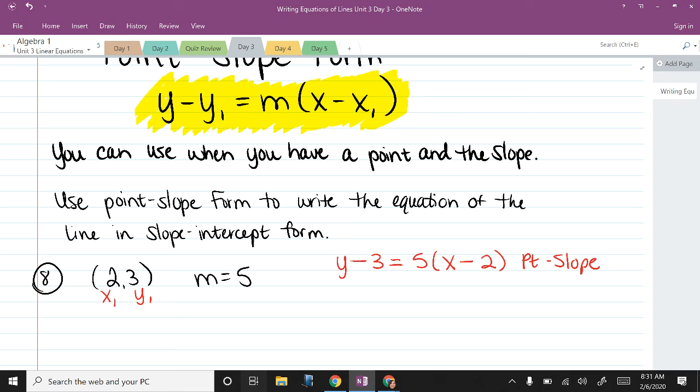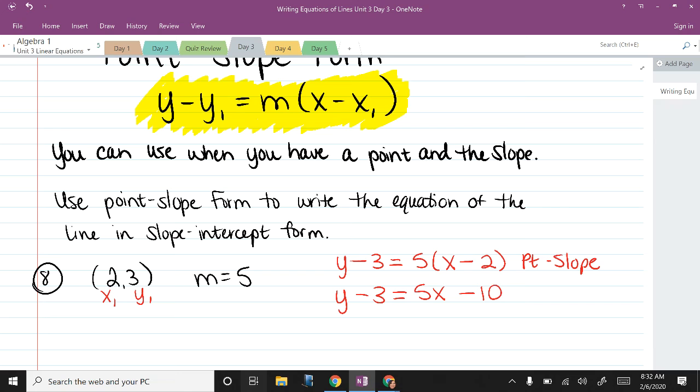But it says to start it in point slope form and finish it in what? Slope intercept form. So point slope form does have parentheses, right? Does slope intercept form have parentheses? No, it does not. So how do we think we get rid of our parentheses here? Distributive property. So we're going to say y minus 3 equals, what's 5 times x? And what's 5 times negative 2? Negative 10. Y'all with me? I just distributed. Now, I'm left with y minus 3 equals 5x minus 10.